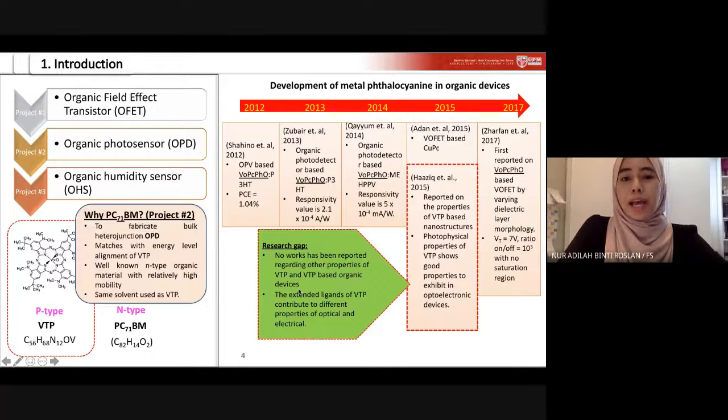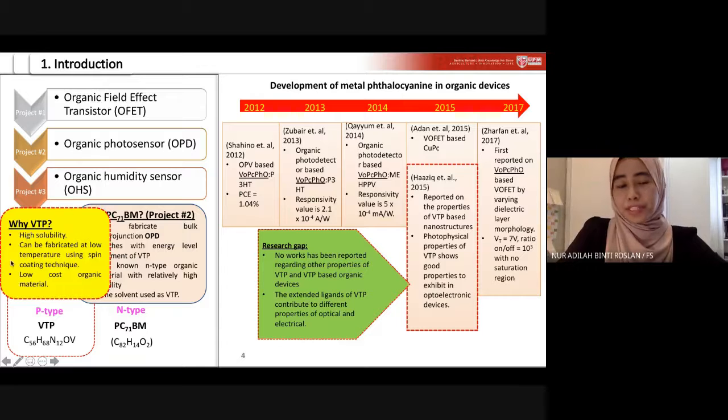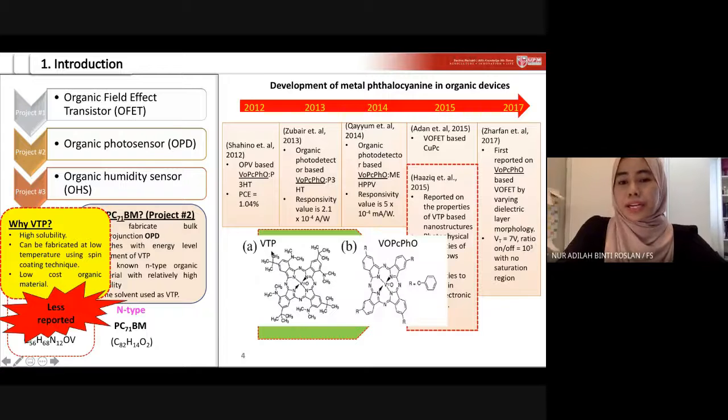All right. Okay, so why do I use PCBM here? Because for my project two, I want to fabricate a bulk heterojunction photodetector, and it matches well with the energy level alignment of the VTP. And why do I use VTP here? Because it has high solubility, and obviously we want a low cost material, so it is a low cost organic material. All right, so this is the molecular structure of the VTP and also VOPC.